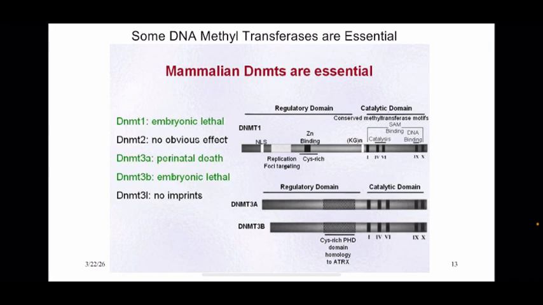So mammalian DNMTs are very essential, and this is what they do. In mammals, we have DNMT1, 2, 3A, 3B, and 3L.